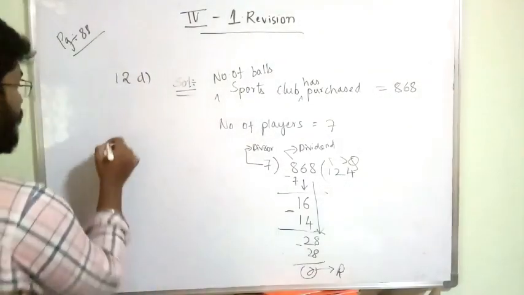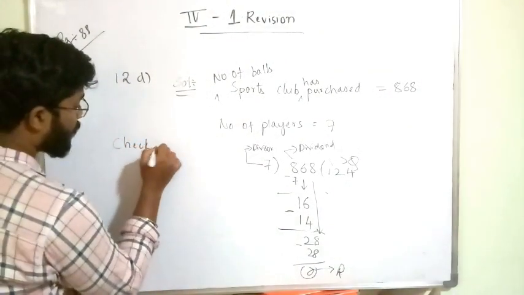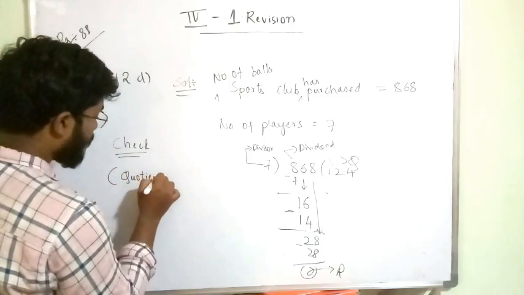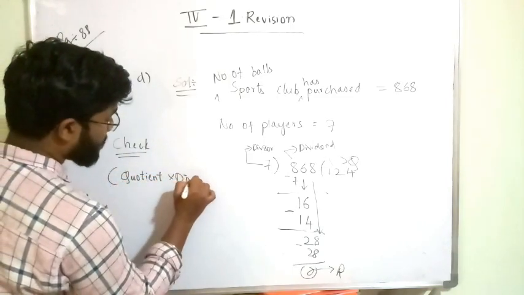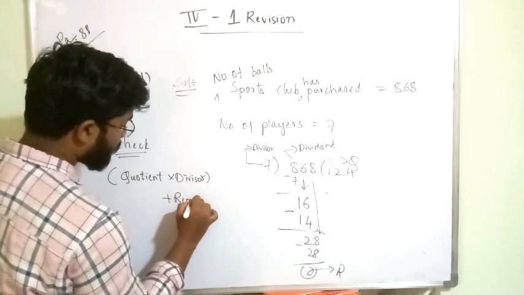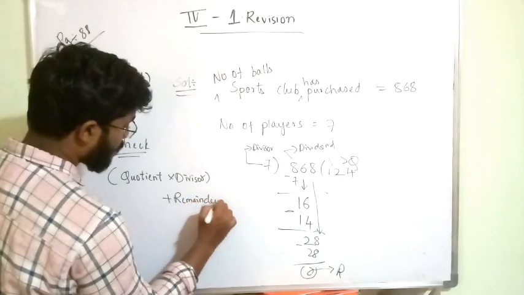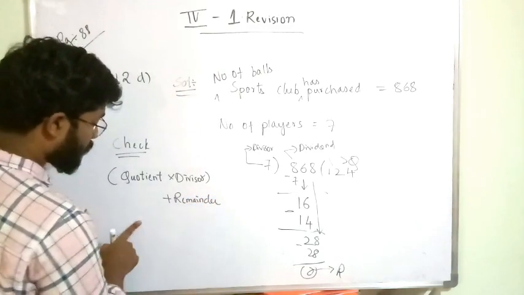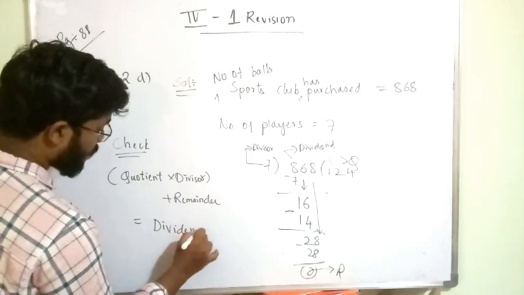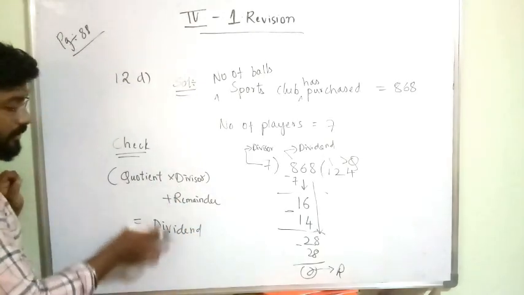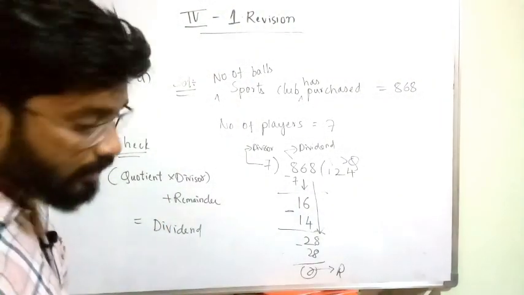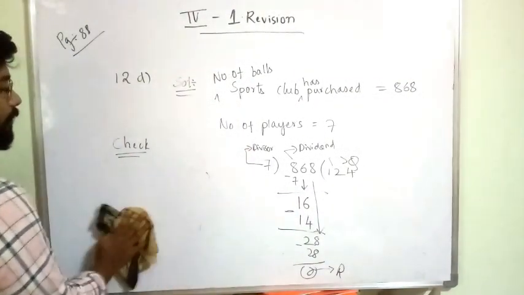How to check? I am writing once more the formula. Quotient into divisor plus remainder is equal to what? Dividend. So if you get both these equal, then only the process which you did is correct, or else it is wrong. Once again you have to do.